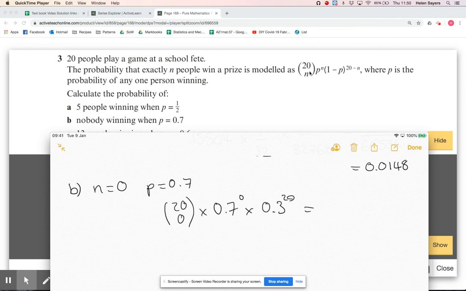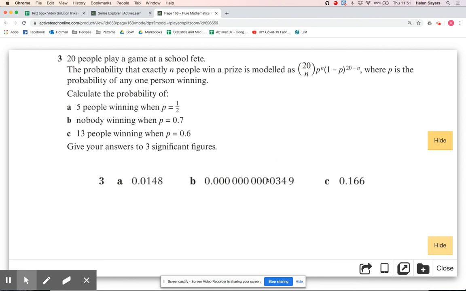Also, that's very unlikely to happen. Let's just write that one in standard form, I think. So that is giving me 3.47 times 10 to the minus 11. And again, it makes sense that that is low, because if you've got a 0.7 chance of winning, so a 70% chance of winning, and 20 people have a go, you'd start to think something was a little bit dodgy if none of them won. So again, let's just check that answer, but it does make sense. Yeah, so 11 zeros there, I reckon. There is 3, 6, 9, 10, 11, yeah.